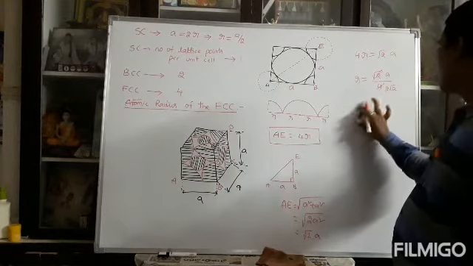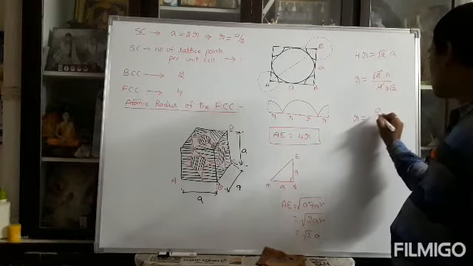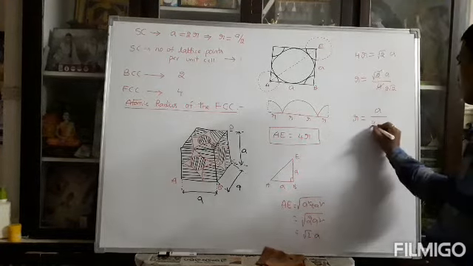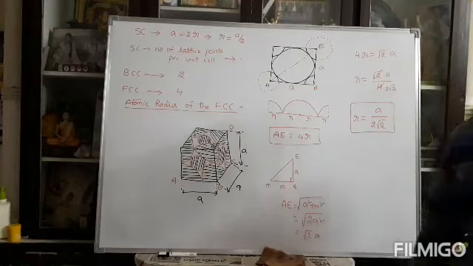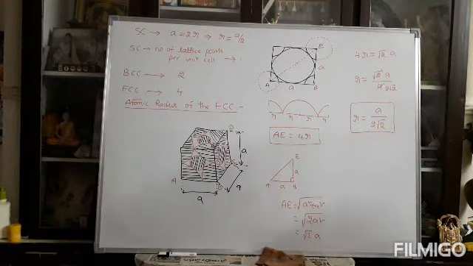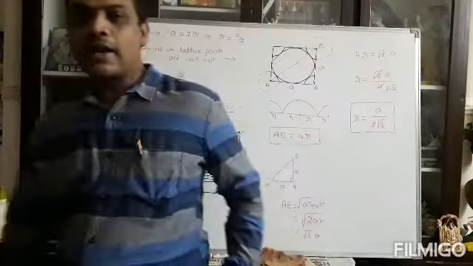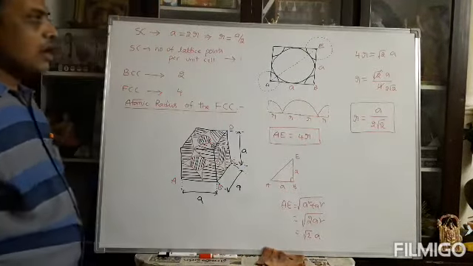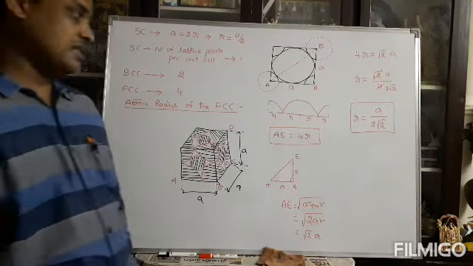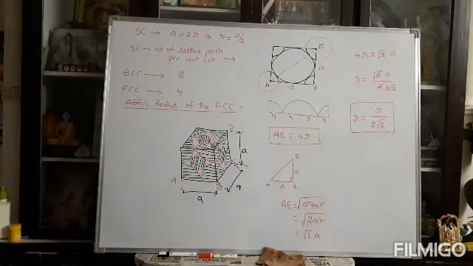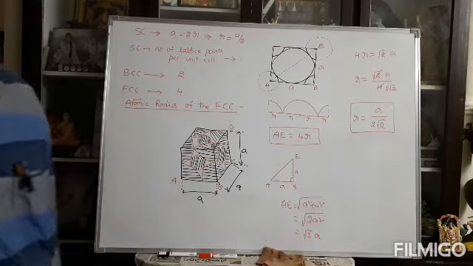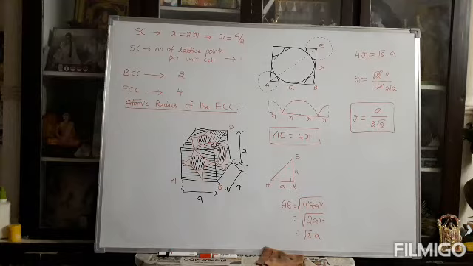So atomic radius R in face centered cubic structure is equal to a by 2 root 2. In face centered cubic structure, we have derived the atomic radius in terms of lattice constant, that is, R is equal to lattice constant a divided by 2 root 2. That is the relation between atomic radius and lattice constant.